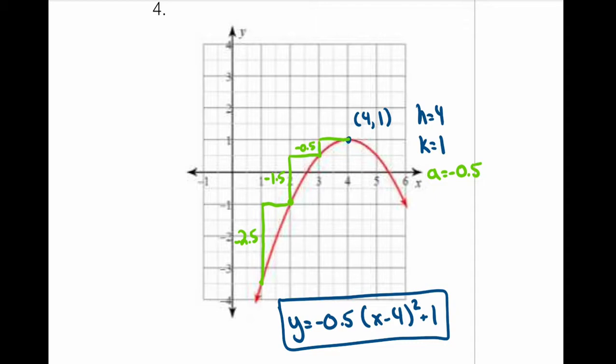Taking all of those values, plugging them into that general form, we get our equation of this parabola or quadratic, which is y equals negative 0.5(x minus 4) squared plus 1.